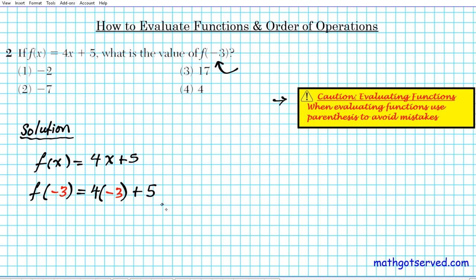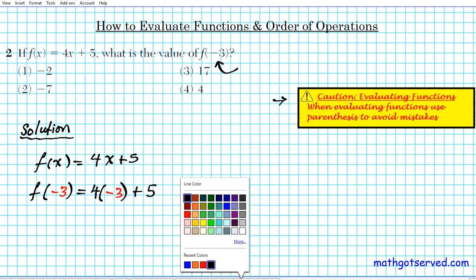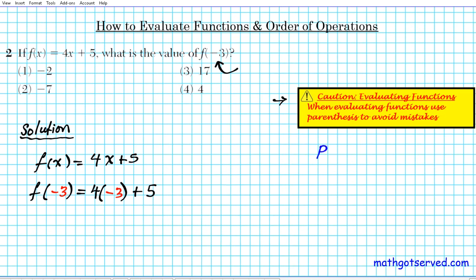Okay, so now we're going to use our order of operations. What is that? Please excuse my dear Aunt Sally. Parentheses first, exponents, you multiply, divide from left to right, and then you add and subtract from left to right.